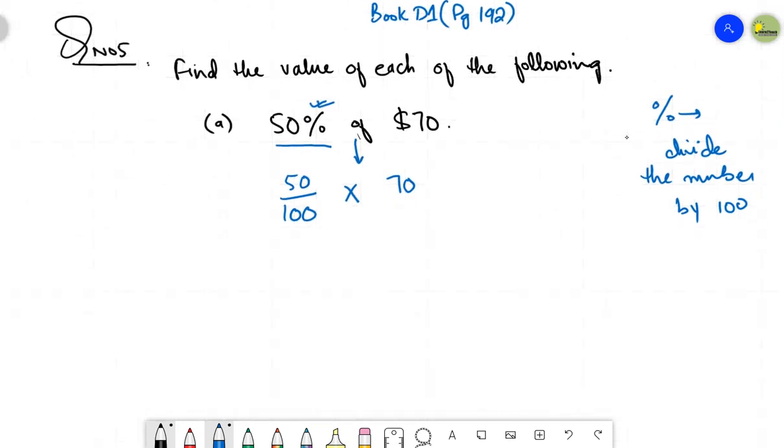Okay, class, now I have 50 upon 100 multiplied by 70. Let me make both numbers rational numbers. 50 upon 100 is a rational number. It is multiplying with 70 divided by 1. Keep in mind, when you don't have any denominator written with the number, then it must be 1. The denominator is going to be 1 for any number that does not have a denominator written with it.